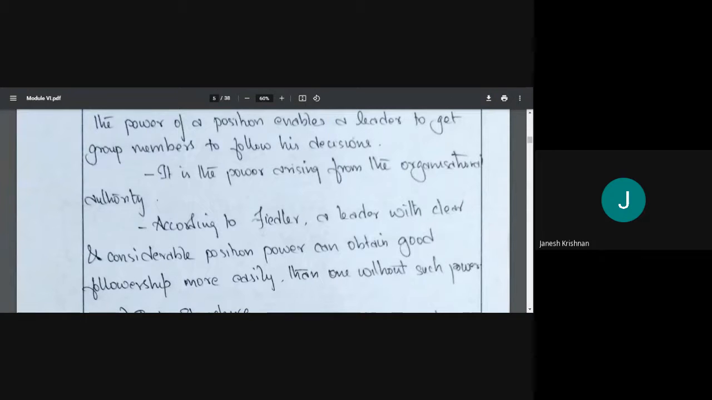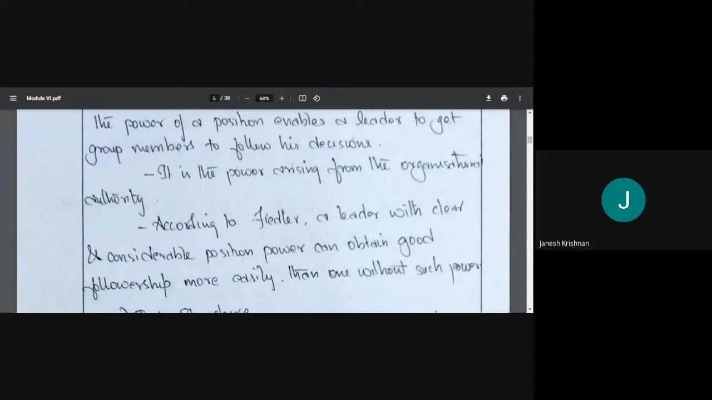That position will lend him some power, which will make people follow his decisions. You can take the example of a minister. Our Constitution of India is giving him certain power. So being a minister, he gets certain powers and privileges, and that will make people follow his decisions. So position power is the first dimension.